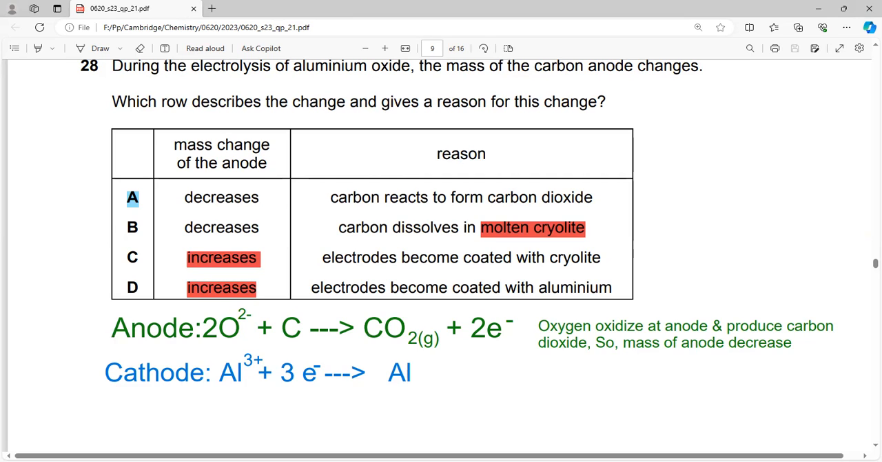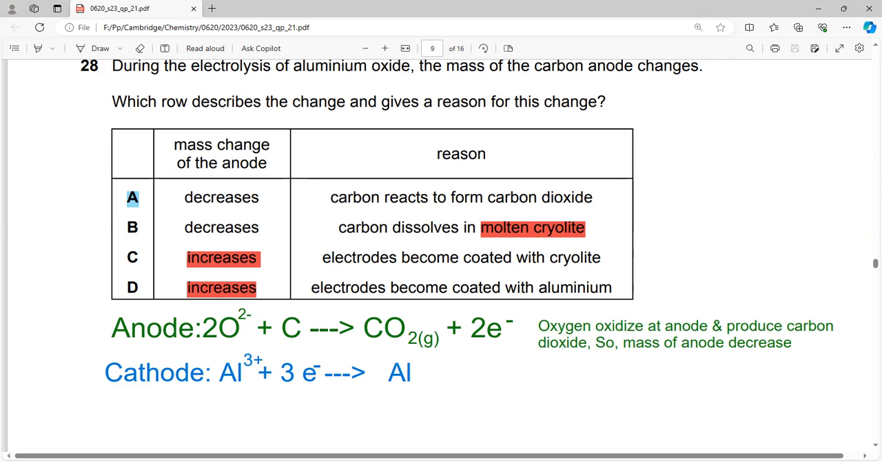Second, B, decrease. Fine, it will decrease, but the carbon dissolves in molten cryolite? Carbon is not dissolving in molten cryolite. As I told you, molten cryolite is used to dissolve aluminium oxide. So that's why it is a wrong option.